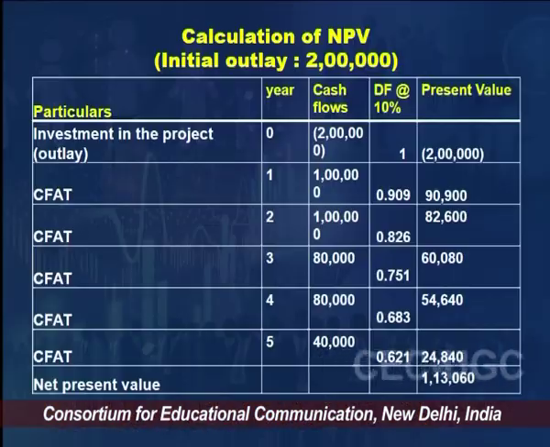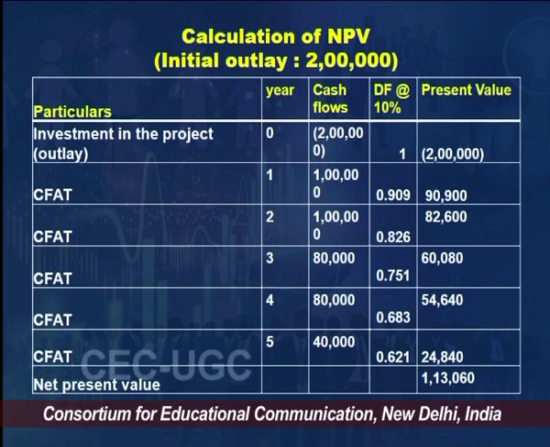If you look at the table where we are solving this case, the initial outlay is 2 lakh rupees, as the case says. So, the investment in the project is 2 lakhs, which is the initial outlay, and the value of the discount factor is always 1 for today, for period 0. So, my present value comes out to be 2 lakhs, which is in brackets, meaning it is a negative value, it is an outflow.